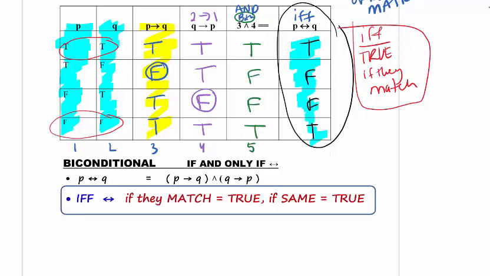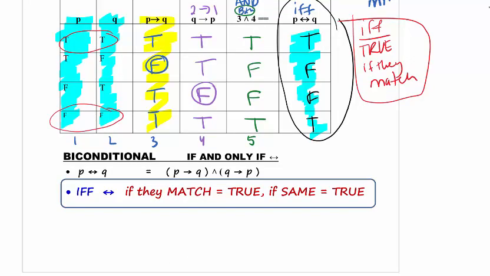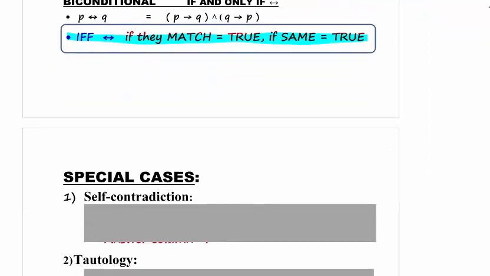But biconditional, if and only if, the definition we already talked about meant that it worked in both directions. I just wrote that out in symbols. Here is my rule for my biconditional: if they match, they're true. Another way of saying it is if they're the same, they're true. So I want to talk about real quickly the special cases.